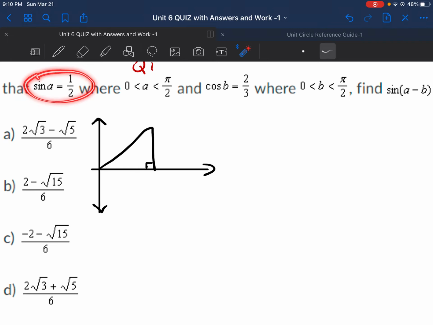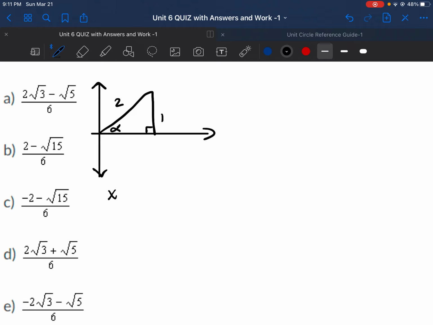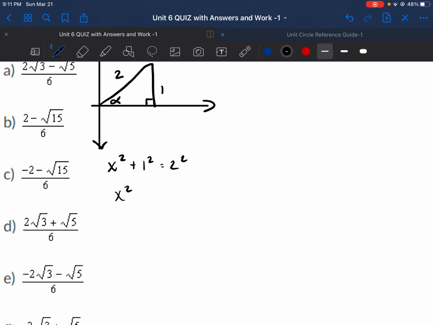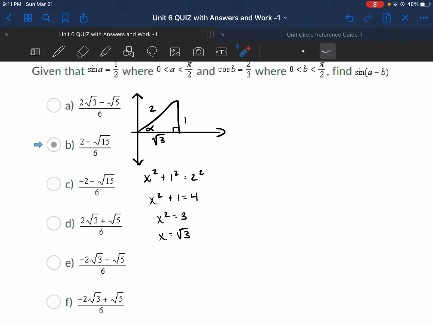And notice this says sine of alpha is 1/2. Well, sine is opposite over adjacent. Here's alpha, opposite's 1. It's not opposite over adjacent, sorry, opposite over hypotenuse. Opposite is 1, hypotenuse is 2. Let's do Pythagorean's theorem real quick. The missing side I'll call x. So x squared plus 1 squared equals 2 squared. So x squared plus 1 equals 4. x squared equals 3. So x equals square root of 3. So this will be square root of 3. And it's positive, because we're in the first quadrant, that's a positive side of the x-axis.